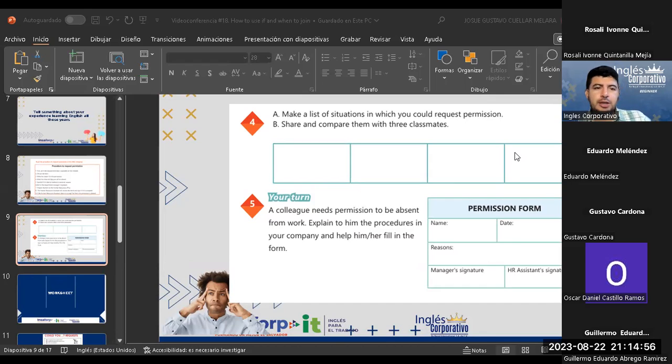Some of you can take notes and do it in your notebook, on some paper. Yeah, of course. Eduardo texted that. Yeah, it is okay as well. No problem. Okay, here we have Rosalie and Eduardo. We're going to wait for the others because we need to check this activity from the manual.